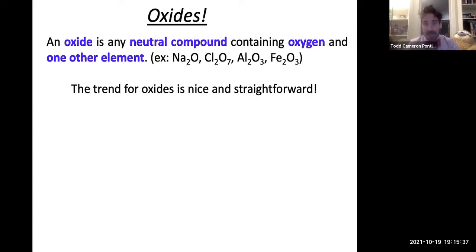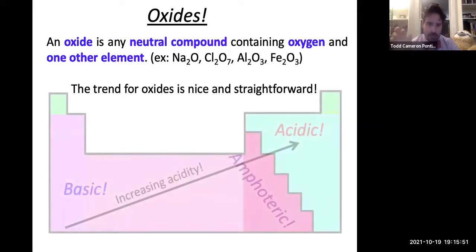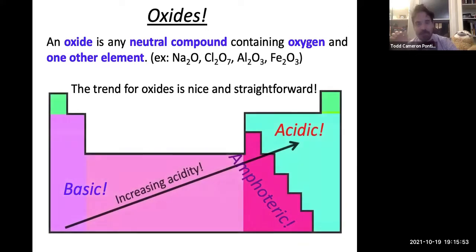Now then, oxides. Oxides are neutral compounds containing 2 elements, oxygen and something else. The trend for oxides is nice and straightforward. So summon the periodic table, or at least a cartoon of the periodic table. Generally speaking, metal oxides are basic, non-metal oxides are acidic, metalloid oxides are amphoteric, and there are some transition metal oxides that are also amphoteric. In general, though, the character of the oxide, as you go up and to the right on the periodic table, it becomes more and more acidic.